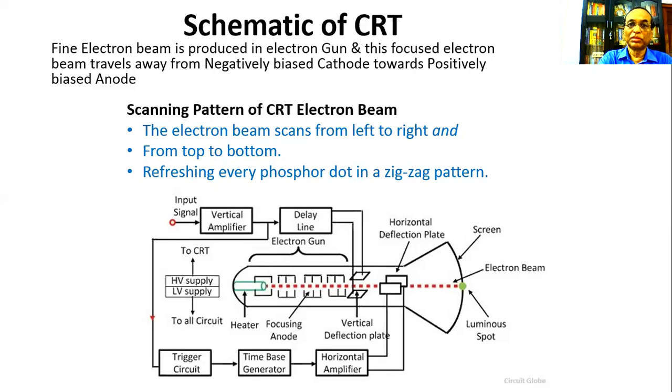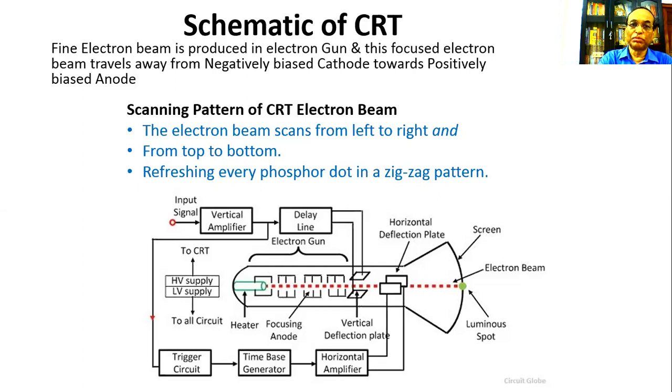Schematic of cathode ray tube. A fine electron beam is produced in the electron gun, and this focused electron beam travels away from the negatively biased cathode towards the positively biased anode. So basically there will be an electron gun, then the beam will be focused, then there will be the deflection system, and this electron beam will impinge on the display screen.